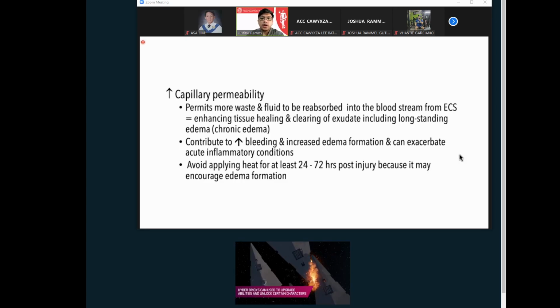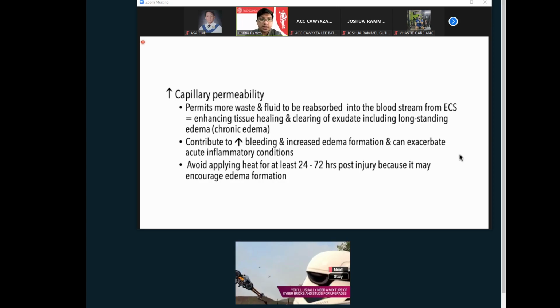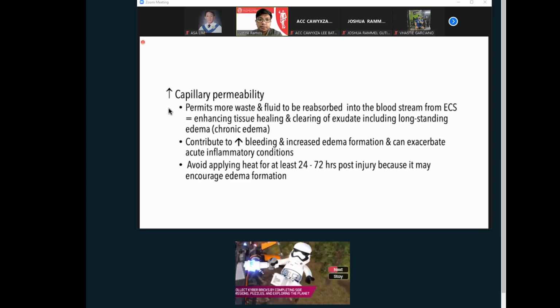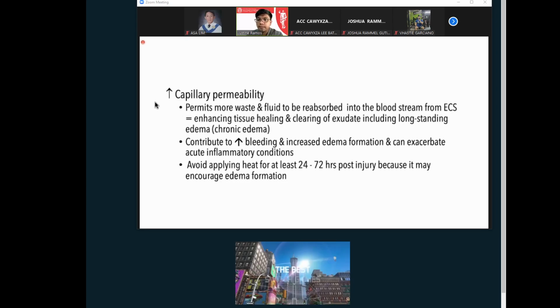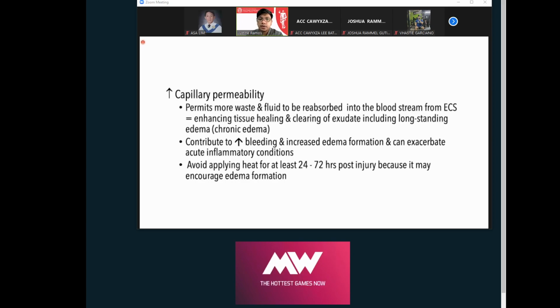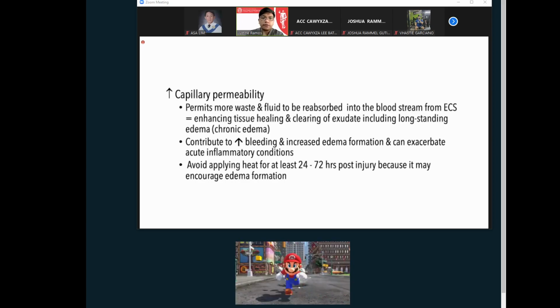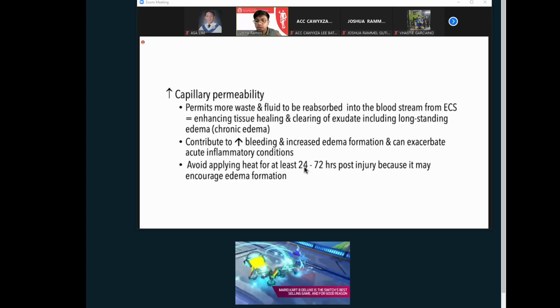Okay, so remember ang effect ng heat kapag ka edema, may edema, since we're talking about capillary permeability. So we're talking about the movement of the fluid or osmosis, tama? So the amount of edema tends to increase kapag ka meron kang systemic or local heating. That's why you avoid applying heat during the first 24 to 72 hours because it encourages edema formation.